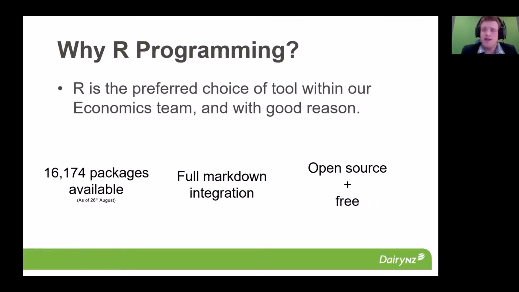As of yesterday, there were 16,174 packages available to use in R, and that's just on the official repository. That doesn't count all the packages available, like all the developmental ones you can download from GitHub. It's pretty hard to find a task that R can't do. It also has full Markdown integration, which gives it huge power, but you also have other tools like Shiny that allow you to do online app development. I know there are a few examples on MPI's website where they've used Shiny to create different tools.